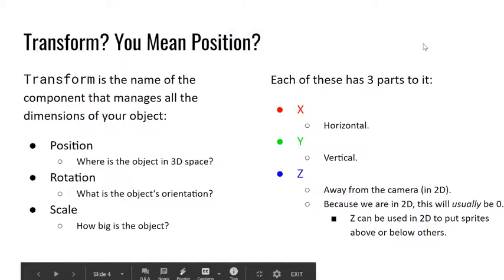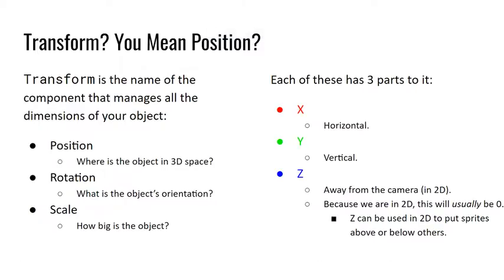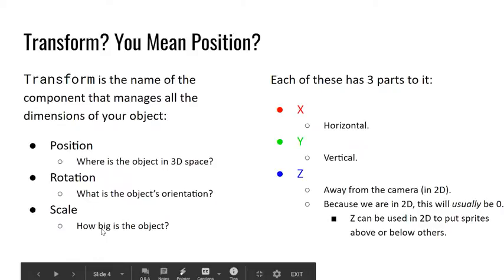Like I showed you, there are three different parts of the transform: the position, the rotation, and the scale. With rotation, the XYZ is which axis it's rotating around. So in 2D, you would generally use the Z rotation, because the Z axis is the one that's going towards and away from you. And scale is just how big it is.